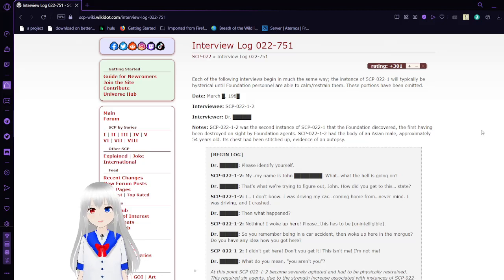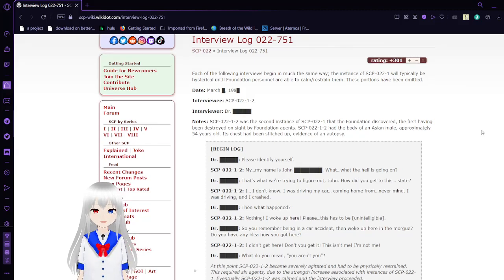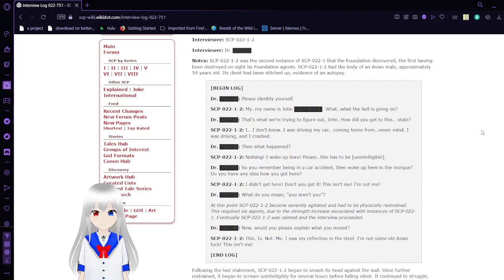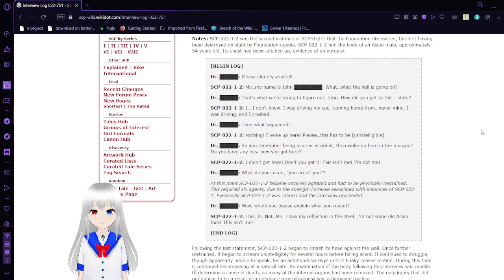Note, SCP-2212 was the second instance of SCP-2021 that the Foundation discovered, the first having been destroyed on site by Foundation agents. SCP-2212 had the body of an Asian male, approximately 54 years old. Its chest had been stitched up, evidence of an autopsy. Begin log.